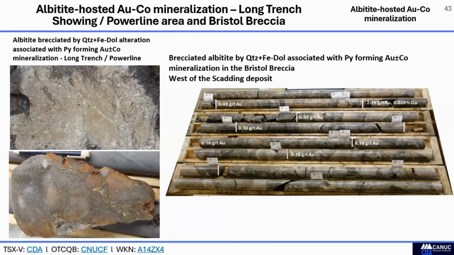On the left side is Bristol breccia, which is like units of scattering. So we can see the albitite elementary unit brecciated, and there's a diffuse infiltration of pyrite with gold and some cobalt.